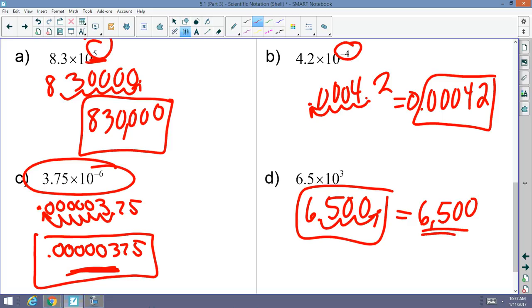Pretty simple, right? You guys have seen scientific notation before, right? Did it make sense today, though? For sure? Thank you, brothers. Now, last but not least, guys.